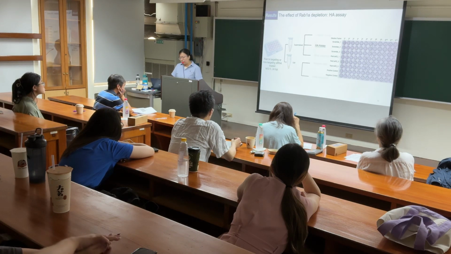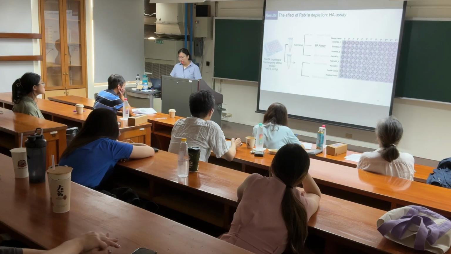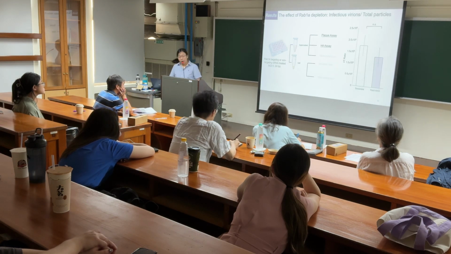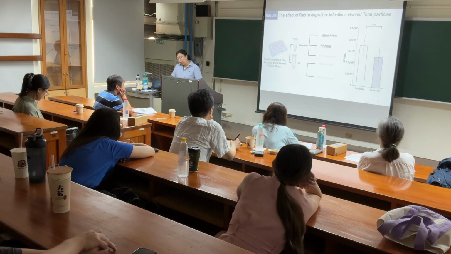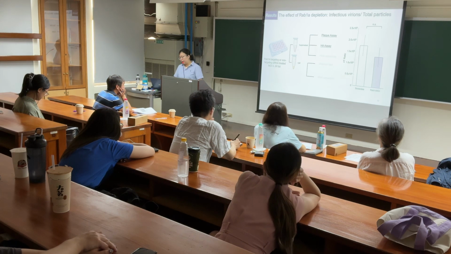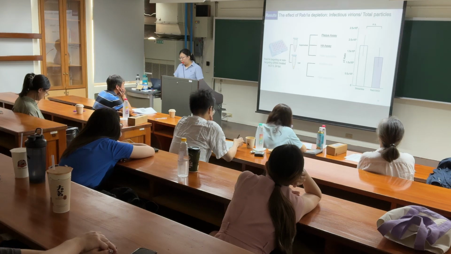The HA result shows that the RIP1A depletion led to about a 2-fold reduction in total viral particles compared to the control. So combining these 2 results, we calculated the infectious versus total viral particle ratio. However, the ratio didn't exhibit a significant change. These findings suggest that RIP1A depletion does not significantly alter the proportion of infectious to total particles, but instead reduces the overall production of viral particles.